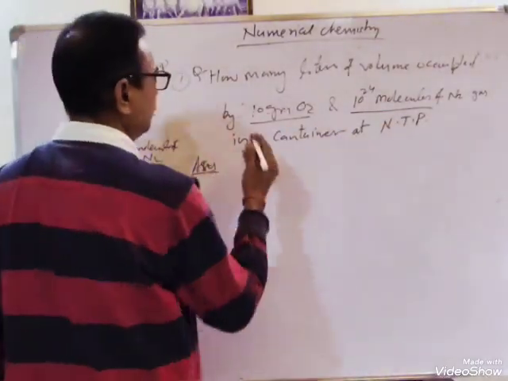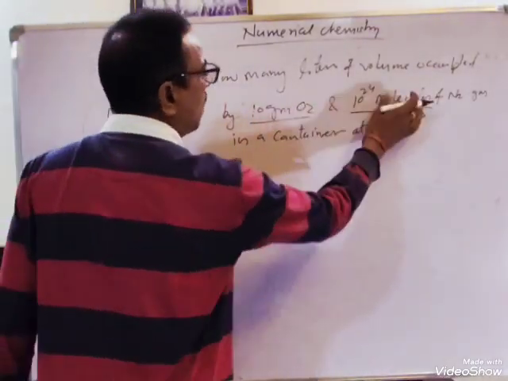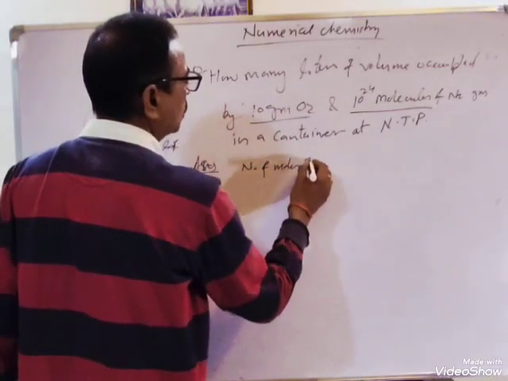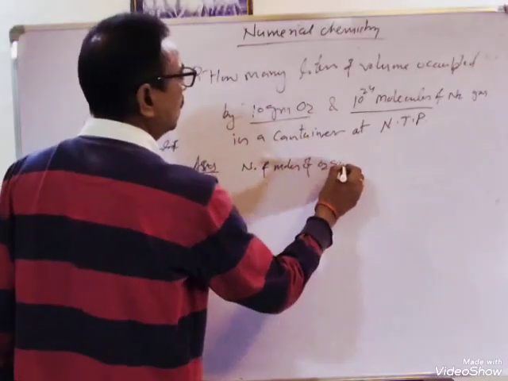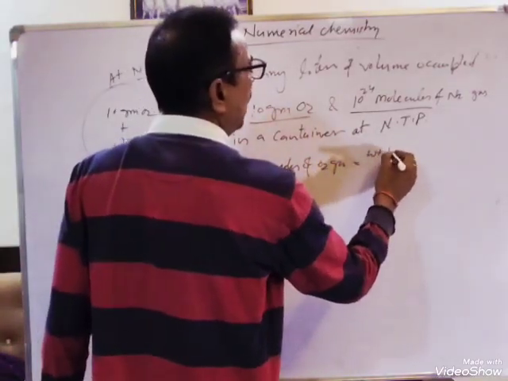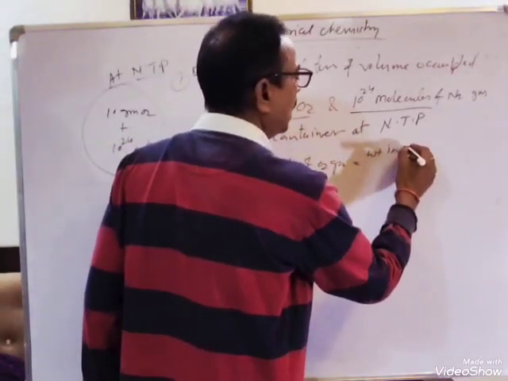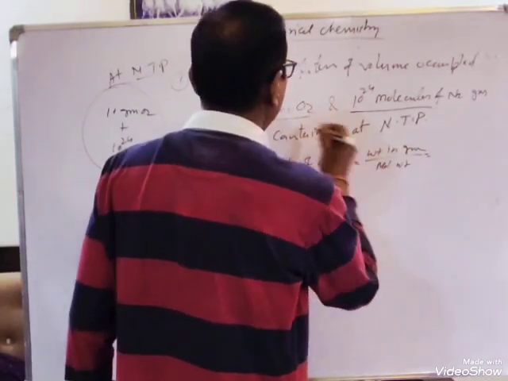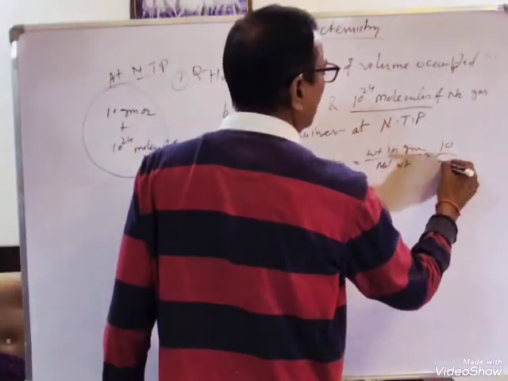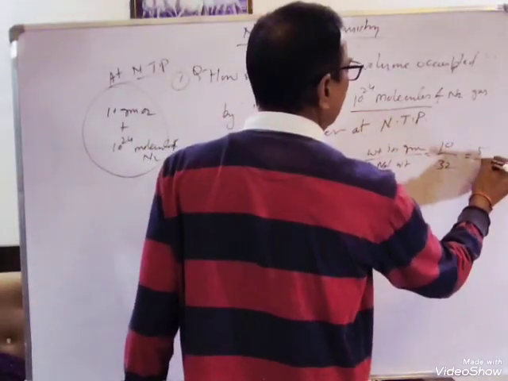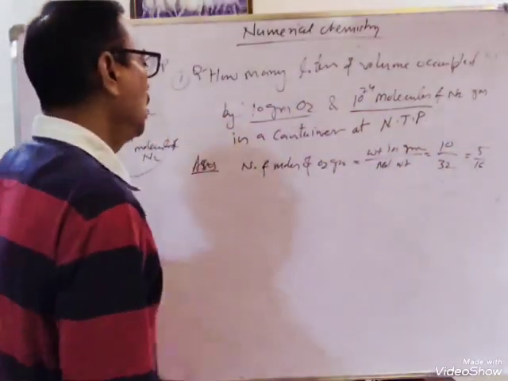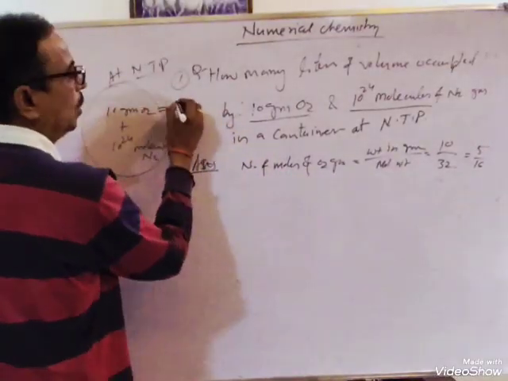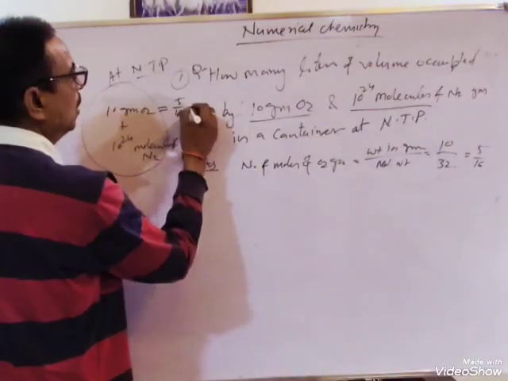So let us see. First we find the number of moles. Number of moles of oxygen, O2 gas, will be weight in gram. I have told you earlier, weight in grams divided by molecular weight. The weight in gram is 10, molecular weight is 32, that is 10/32. This is the moles of oxygen. This is equal to 5/16 moles.